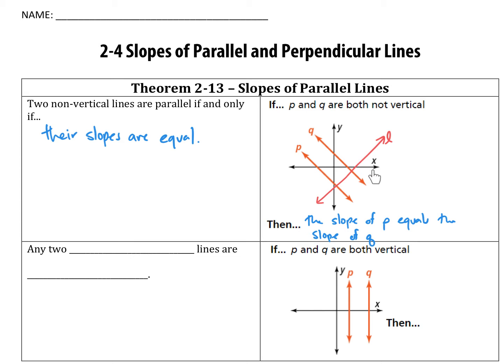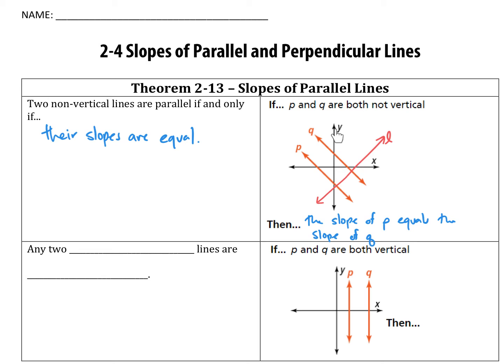A line that's flat, like say the x-axis, has zero slope. Its slope is not positive, it's not negative, it's zero because it's flat. And then a vertical line, like the y-axis, has a slope that is undefined.